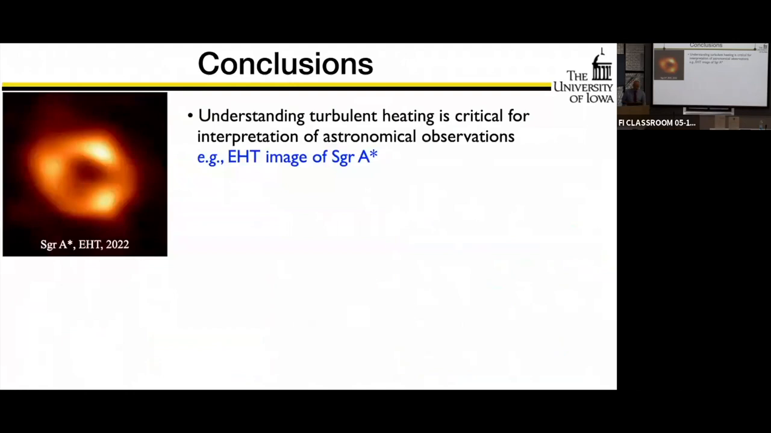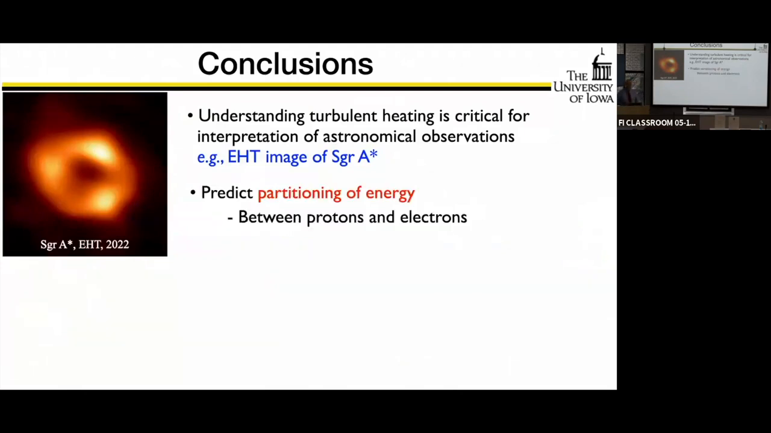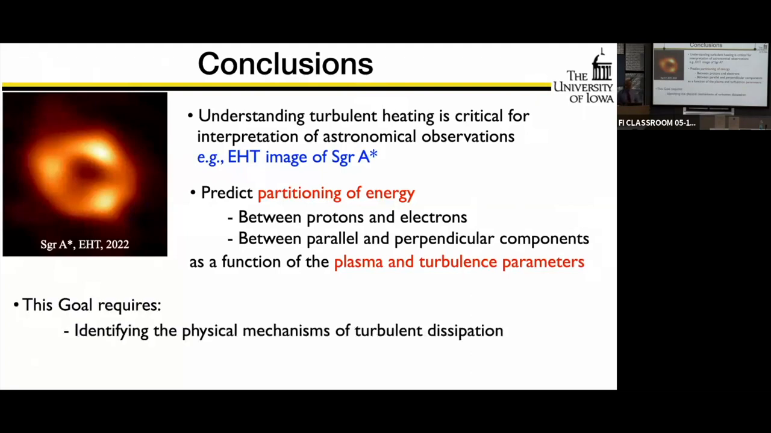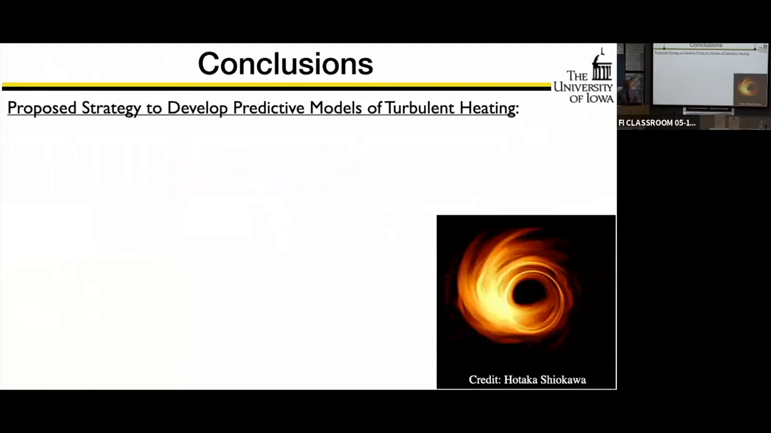So in conclusion, we want to understand the turbulent heating because it's really critical for interpretation of astronomical observations. Here's the Event Horizon Telescope image of Sagittarius A star from last year. We want to predict the partitioning of energy, both between protons and electrons and between parallel and perpendicular components. And we want to do that as a function of plasma and turbulence parameters. This goal requires that we both identify the physical mechanisms of the turbulent dissipation and quantify the rate of energization by each mechanism. And so we have a proposed strategy to develop improved predictive models of turbulent heating.